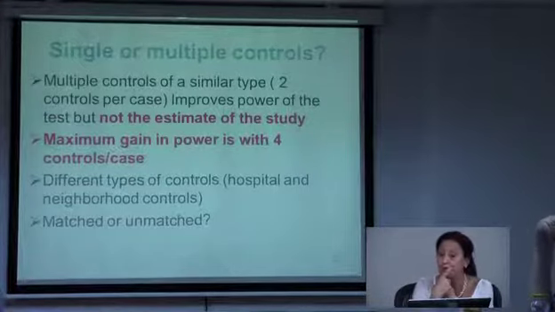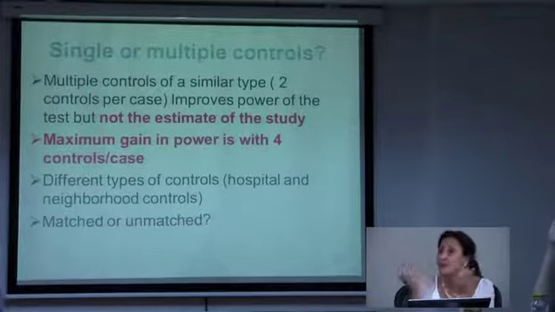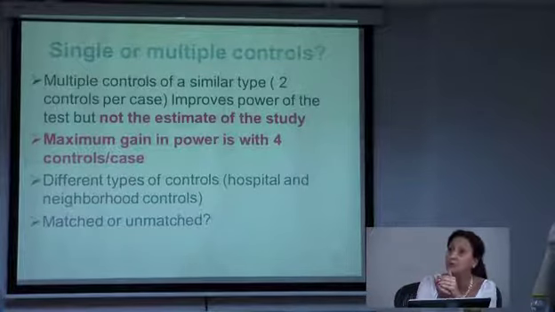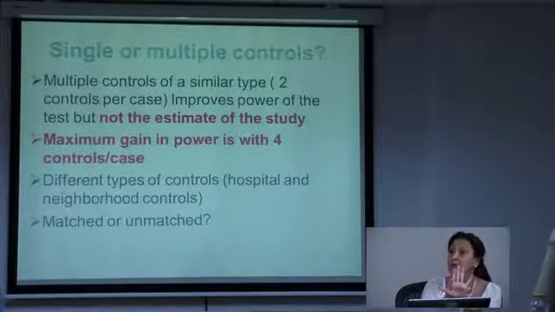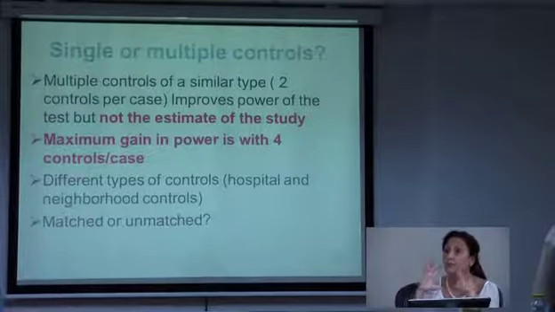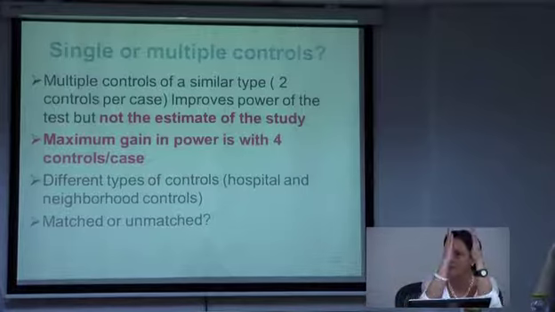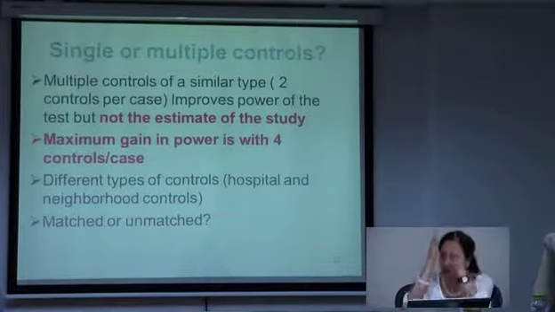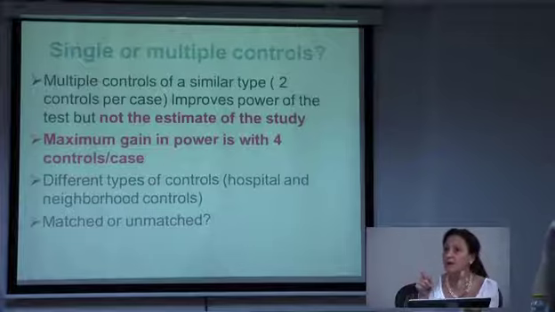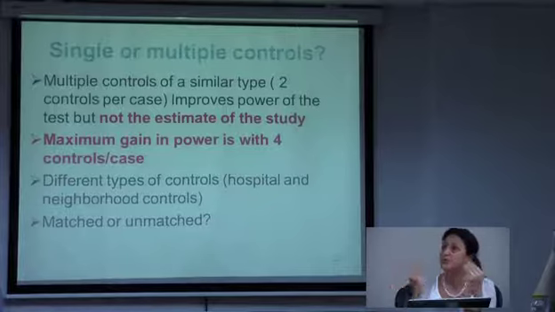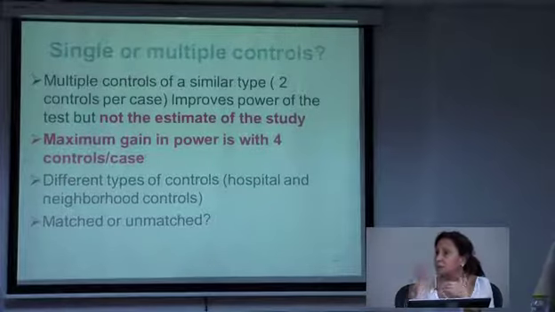Now, different types of control, yes. If you have the means and if you have the resources, you can take hospital controls and compare them to neighborhood controls. So you would be comparing your cases. You don't take a pool of controls from different sources and put them together. No, you'll have the cases, control 1, control 2. So you have 2 groups of control, and you make your comparison, case with control 1, case with control 2, and you see how the estimates are changing.